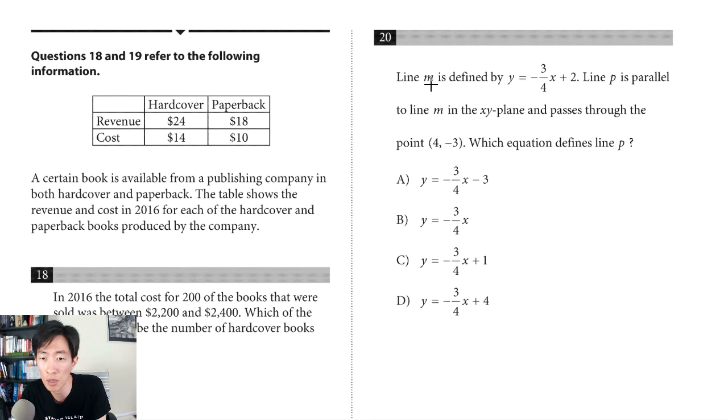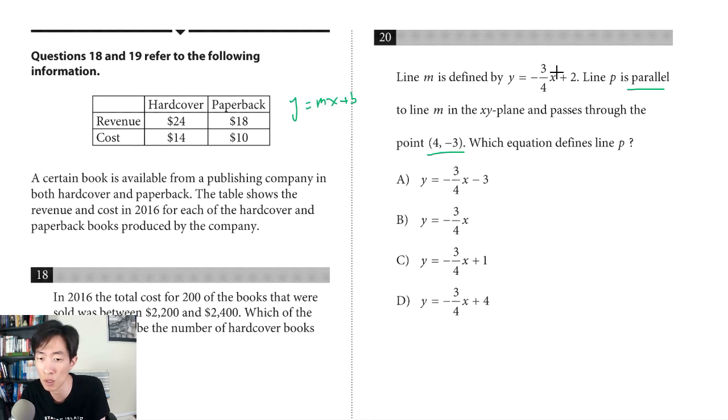Question 20, line M is defined by y equals blah, blah, blah. Line P is parallel to line M in the xy plane and passes through the point 4, -3. Which equation defines line P? So obviously this is y equals mx plus b form, where m is the slope. Given that they're parallel, they're going to have the same slopes. That's why all the answer choices have -3/4 as m. The only thing that differs between them is the b term, which is the y-intercept.